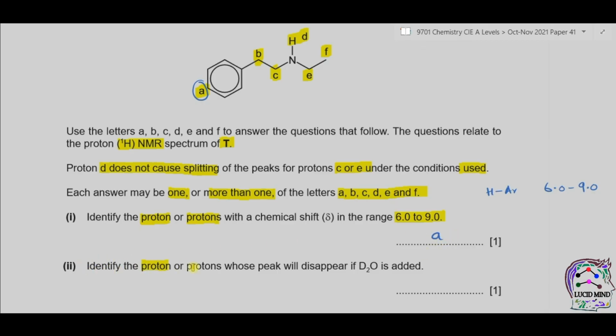Part 2. Identify the proton or protons whose peak will disappear if deuterium oxide is added. Now deuterium replaces those hydrogens that are directly attached to electronegative atoms, such as the hydrogen attached to nitrogen or the hydrogen attached directly to oxygen. These can be replaced and therefore the peak will disappear, because deuterium does not give a peak in the proton NMR spectrum. Now in this molecule we only have this proton that is directly attached to the electronegative element nitrogen, so the answer is D.